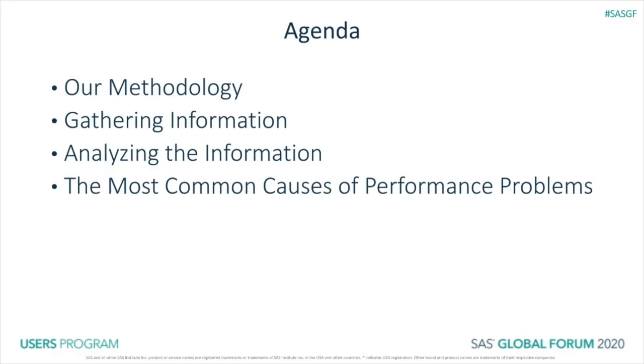Today I'm going to be talking through our methodology for diagnosing performance problems, which consists of two main parts: gathering information and then analyzing that information. Then I'm going to talk a bit about the most common causes of performance problems that we see at customer sites. A quick note about this presentation. Whenever I say Viya throughout the presentation, I'm going to be referencing Viya 3.x. There's a lot of content to cover in the next 20 minutes, so apologies in advance for talking quickly.